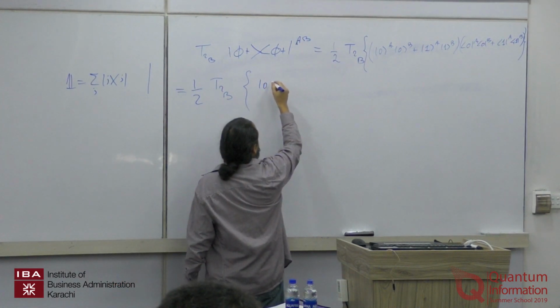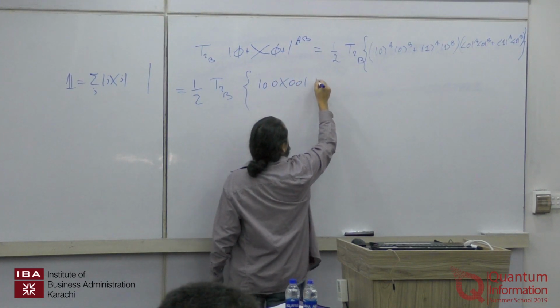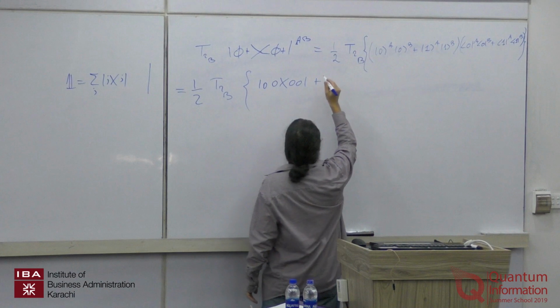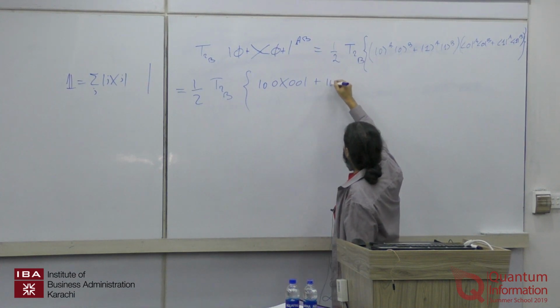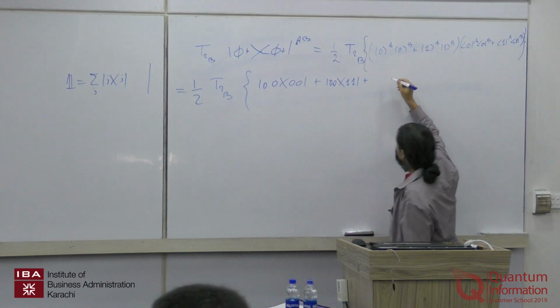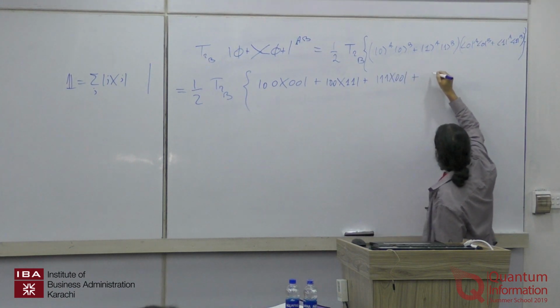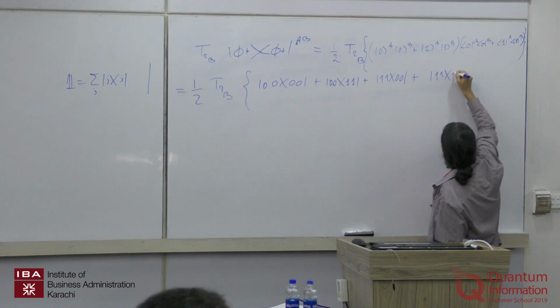Zero, zero. Okay, let's write it like this. Plus 0, 0, 1, 1 plus 1, 1, 0, 0 plus 1, 1, 1, 1.